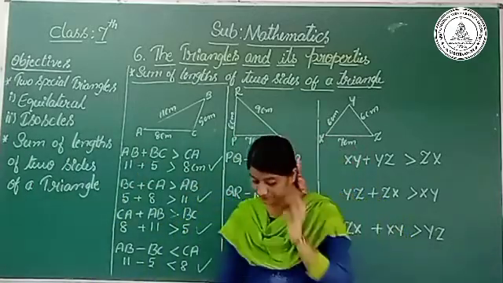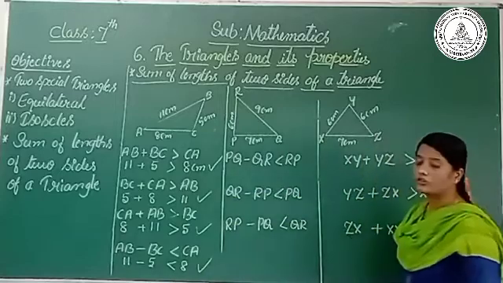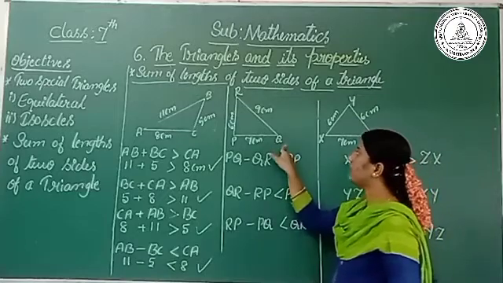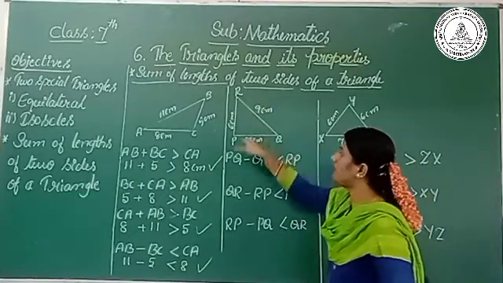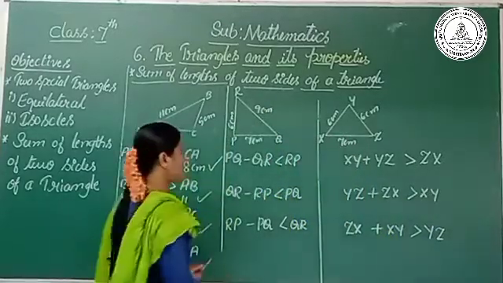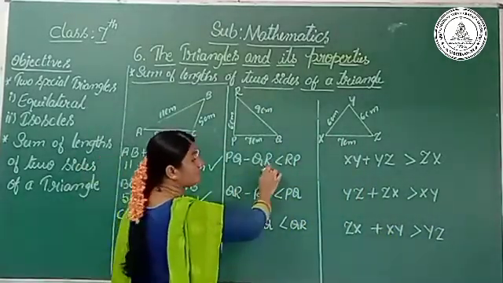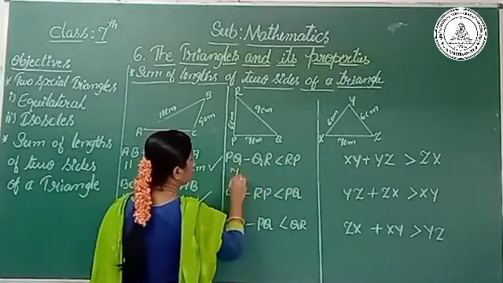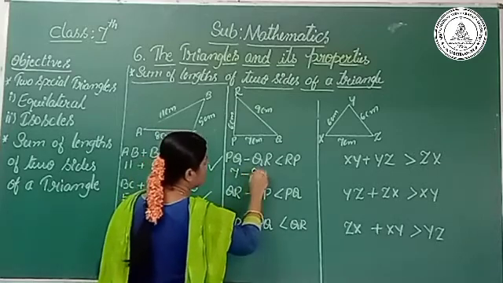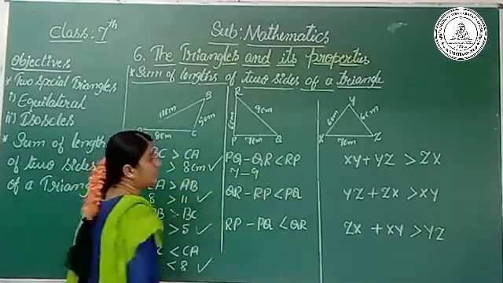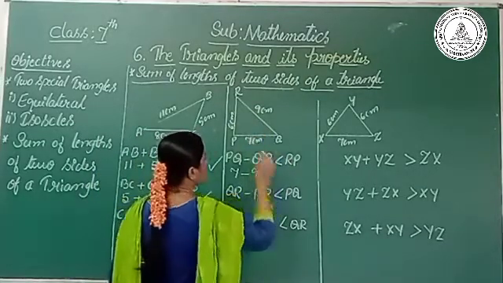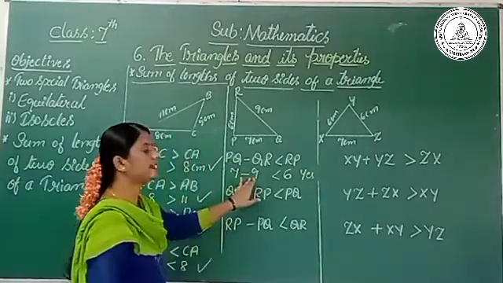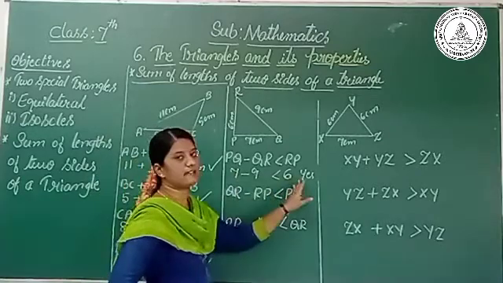So let's see here. At the same time, let's do it for the second triangle, the triangle PQR. Here PQ measures 7 cm, QR measures 9 cm and RP measures 6 cm. Okay, then let's check here whether PQ minus QR is less than RP or not. PQ measures 7 cm minus QR is 9 cm, and RP is 6 cm. Yes, 7 minus 9 is minus 2. So minus 2 is less than 6.